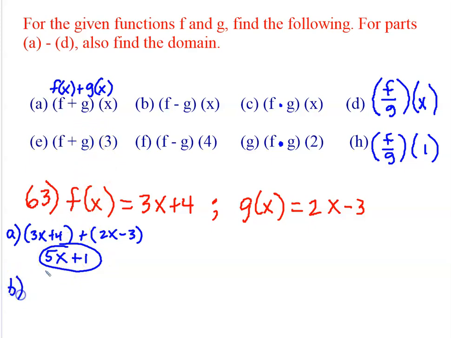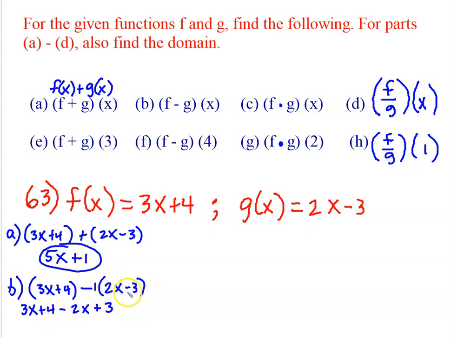For letter B, it's using those same functions, but as you can tell, now we're going to be subtracting. So the f function is 3x plus 4, and we're going to be subtracting from that the g function, which is 2x minus 3. You do have to be careful with subtraction because if you wanted to just drop the parentheses, you would have to distribute -1 to both of these terms. So -1 times 2x is negative 2x, and -1 times negative 3 is positive 3.